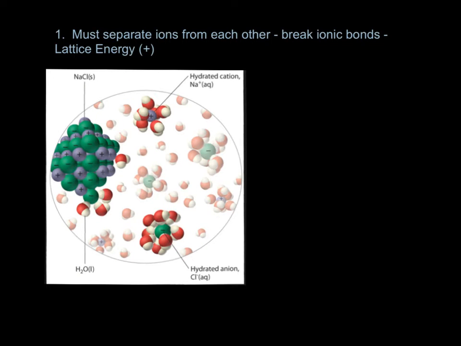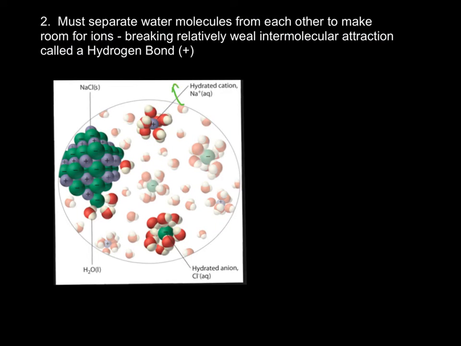The first thing, again, you have to separate your ions from each other, break ionic bonds. This is called the lattice energy, and it's always positive. It's just the water molecules coming in and pulling the ions apart. That's the first step. Second step is all of these water molecules have to get away from each other to make some room for ions to go. They're breaking relatively weak intermolecular attractions called hydrogen bonds. We'll learn about those a little bit later, but that's what holds water molecules together. So again, you have to add energy to do this, but usually a lot less than to break an ionic bond. So the first step adds a lot of energy. The second step, you're adding a little bit of energy.